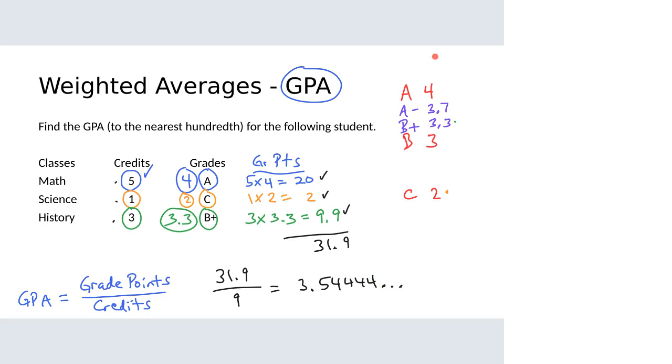Looking all the way back at the beginning of this, we were told to round to the nearest hundredth, so we'll find the hundredths place and look one space to the right. That's 4 or lower, so we'll round this down to 3.54. So this student has a 3.54 grade point average. Are there any questions on any of the steps we did there before I have you try one?